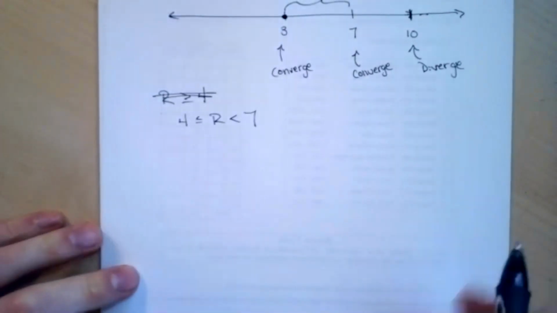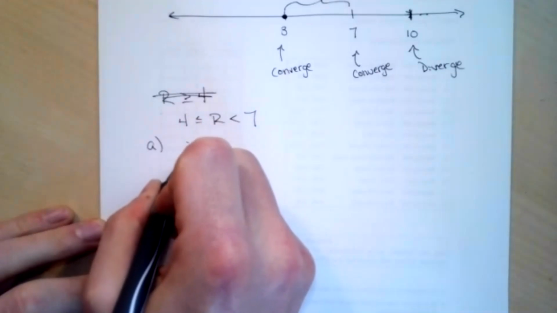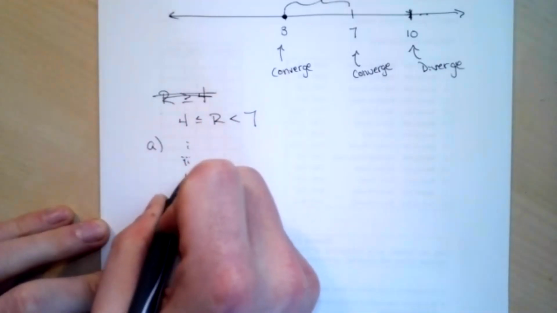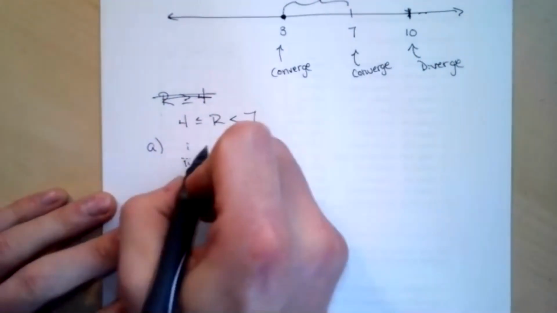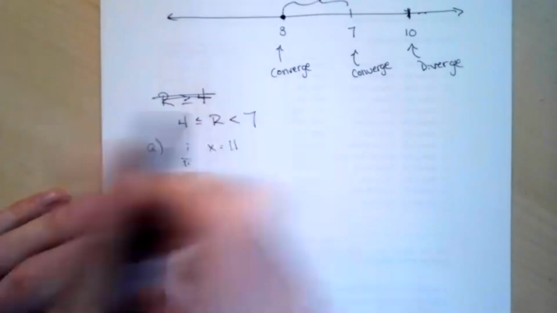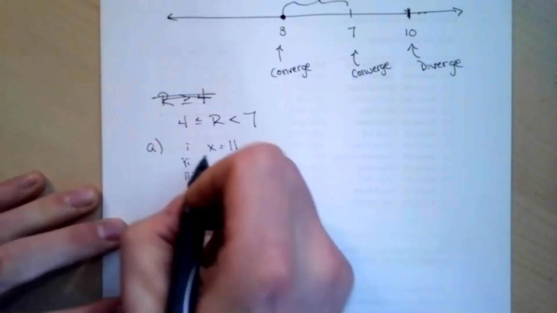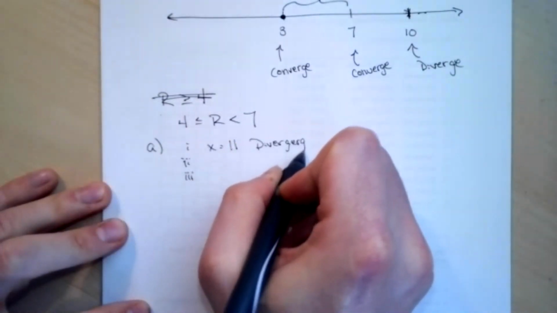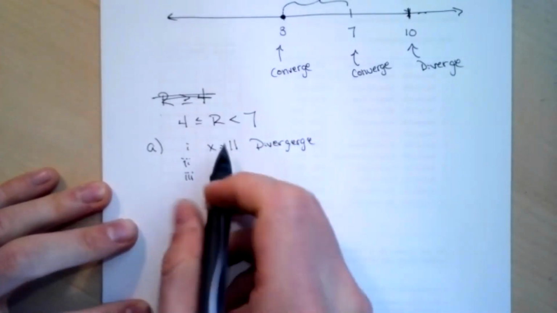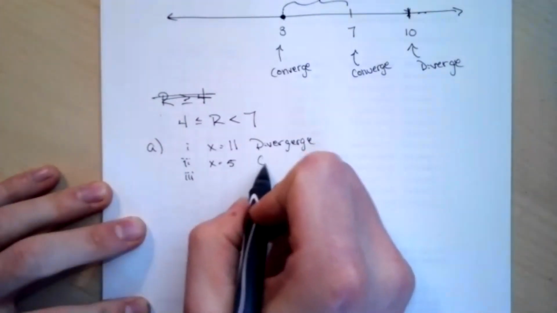So on like A, B, and C, or sorry, 1, 2, and 3 on part A, at x equals 11, what's going to happen? It's going to diverge. Yep. So diverge, we are outside of the radius. And then x equals 5. Converge.